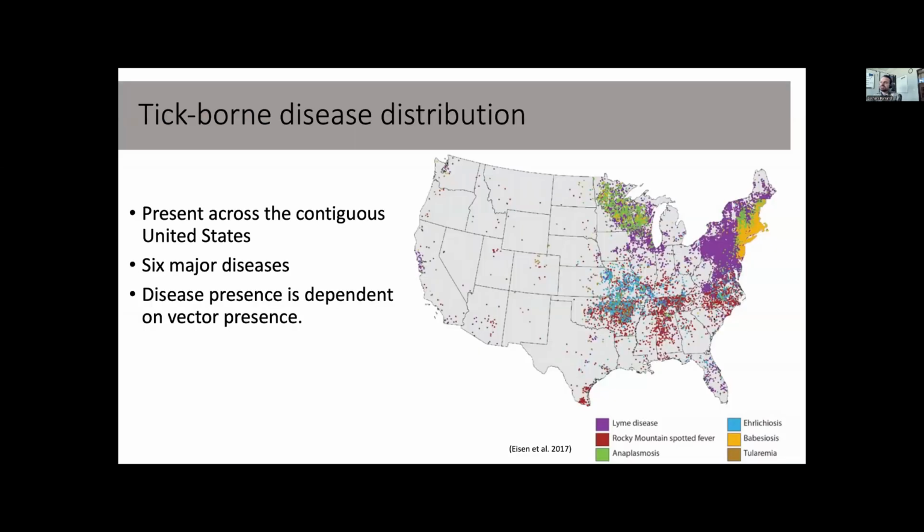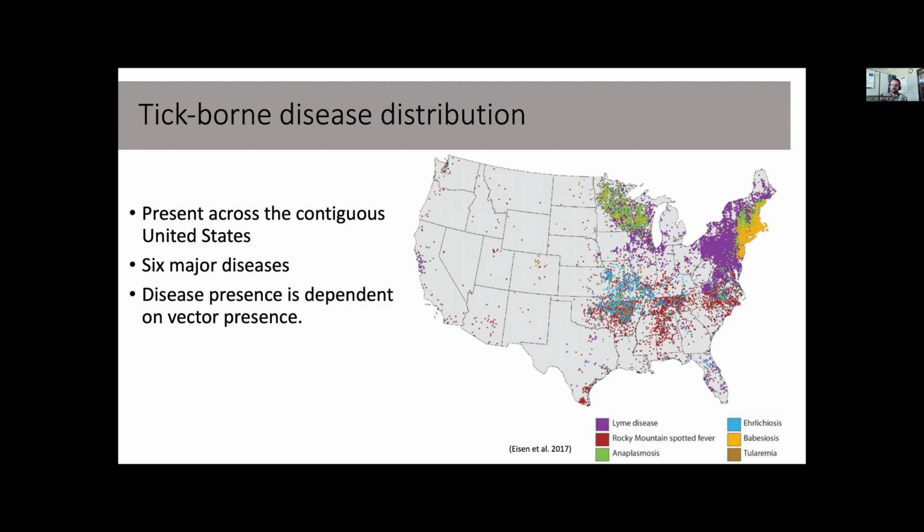Tick-borne disease is distributed across the entire contiguous United States, with a heavy concentration within the Eastern United States and specifically the Northeastern United States, with 6 major diseases, including Lyme disease, ehrlichiosis, Rocky Mountain spotted fever, babesiosis, anaplasmosis, and tularemia. Within the Western United States, we have a more sparse distribution of reported tick-borne disease cases. However, we do have them, including Rocky Mountain spotted fever.